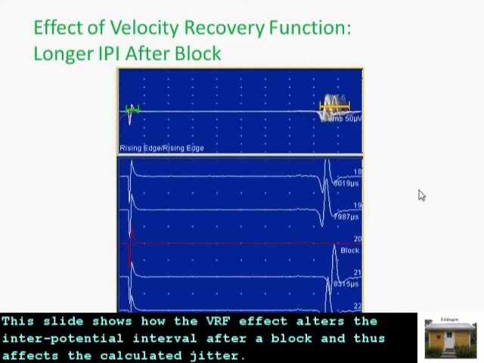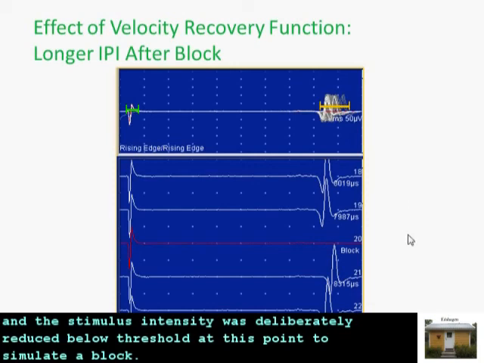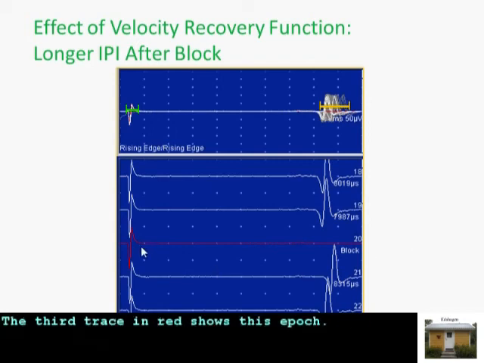This slide shows how the VRF effect alters the interpotential interval after a block and thus affects the calculated jitter. The recording was made during axonal stimulation at a constant rate, and the stimulus intensity was deliberately reduced below threshold at this point to simulate a block. The third trace in red shows this epoch.